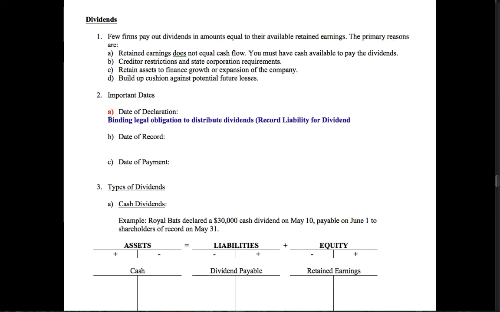It is important to note that this is the date that they are legally obligated to distribute dividends when they make this declaration. Therefore, they are required to make the distribution. Therefore, they are required to establish a liability for those dividends. The date of record.